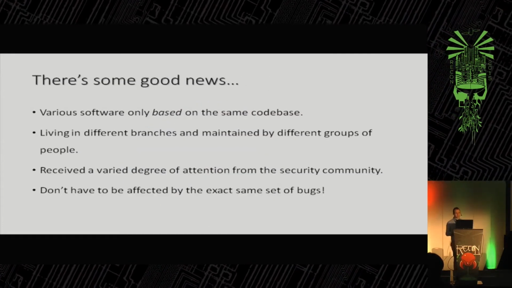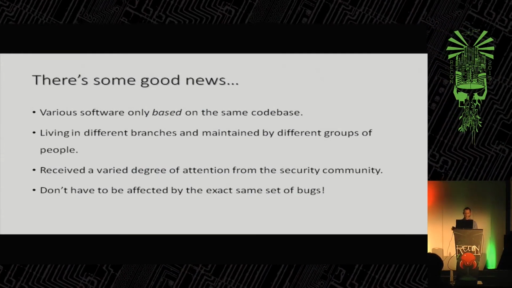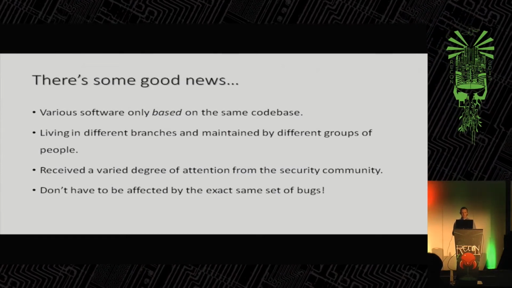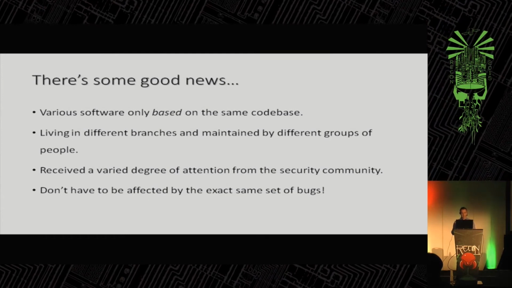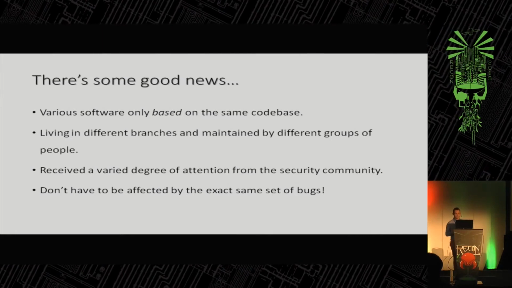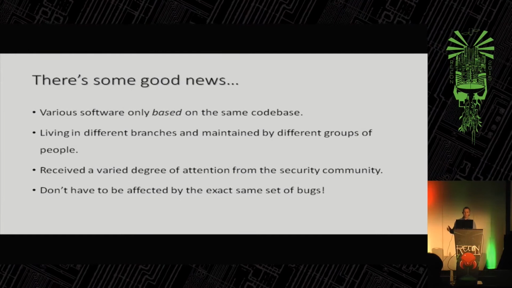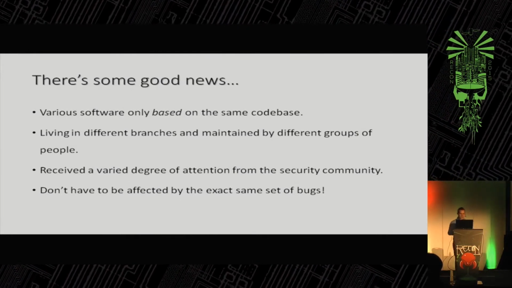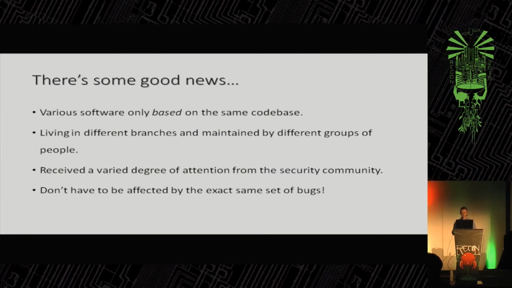But there is some good news. If you think about it, it's only the common ancestor of those different code bases. It's not really the same branch. So it's been living in different branches maintained by different groups of people for many years. So it also received a varied degree of attention from the security community, because some people are only looking for bugs in the Windows kernel and aren't probably checking if the same bugs apply to Adobe Reader, for example, because they are not interested in that.